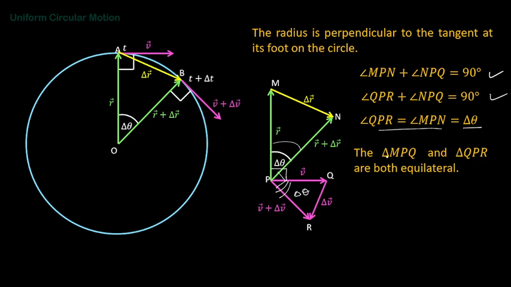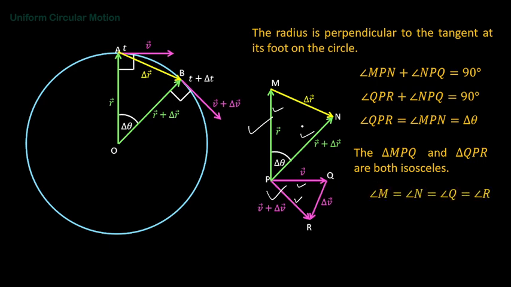The triangles MPN and QPR are both, not equilateral, they are isosceles triangles. Only two sides are equal. The two triangles are isosceles. Two sides are equal because these two sides are simply the radii of the circle. They are the same, and these two sides represent initial and final velocities. Their magnitudes are the same, therefore the arrows will have the same length. So two sides are equal.